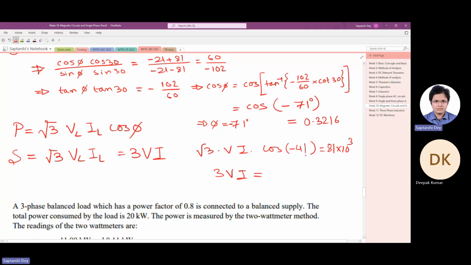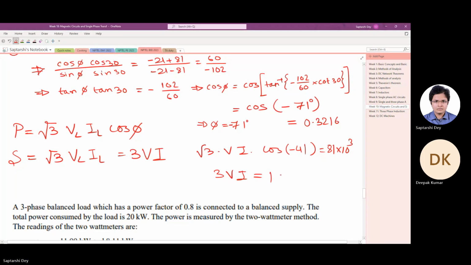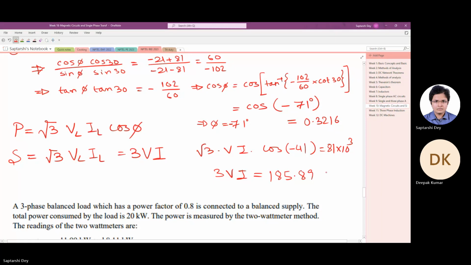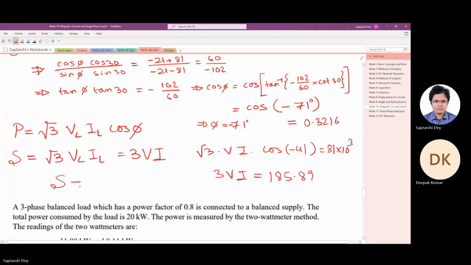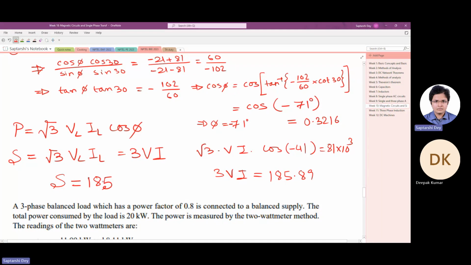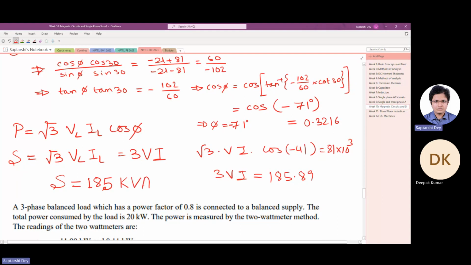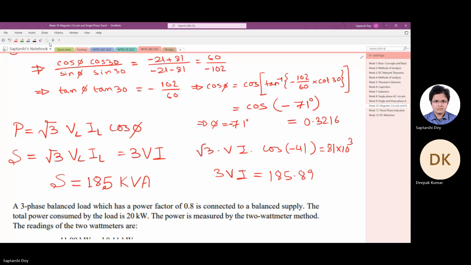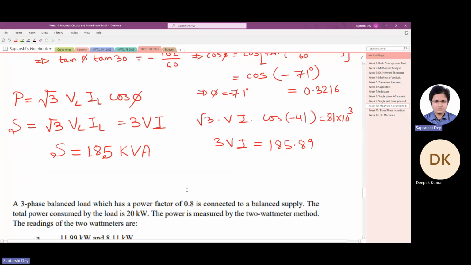Now let us see if it matches. 81 by cos 41 and times root 3. Yes, 185.8, 186, whatever. So this is apparent power. What is the unit, Deepak? kVA. kVA. And suppose if I write reactive power, then what is the unit? kVAR. Yes. So do not make a mistake there ever.